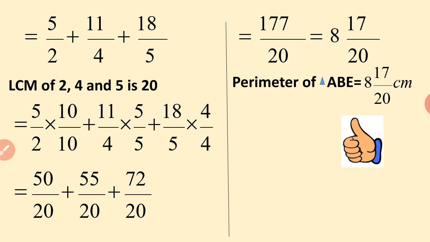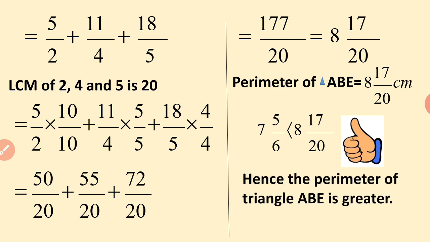One last thing, we have to check out which one is greater. We can identify 8 integer 17 upon 20 will be greater. So we decide that the perimeter of triangle ABE is greater.